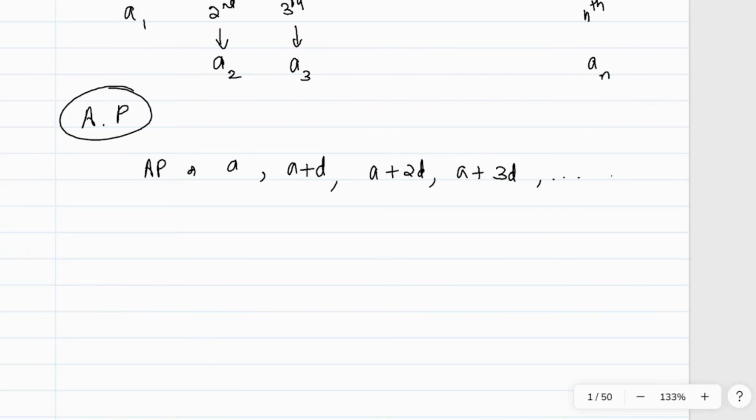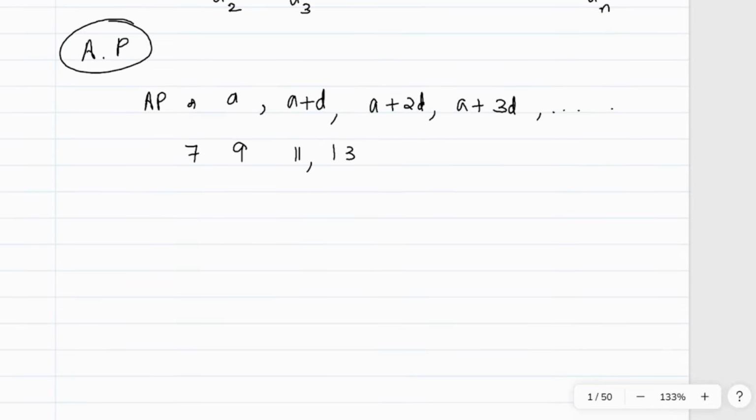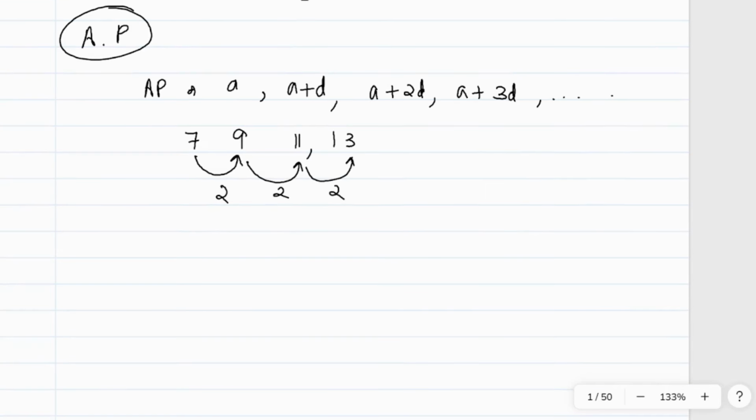For example, if I'm writing 7, 9, 11, 13, etc., what is the common difference here? 7 plus 2 is 9, 9 plus 2 is 11, 11 plus 2 is 13. Therefore, there is a common difference of 2. Right? Here A is the first term. It is 7.